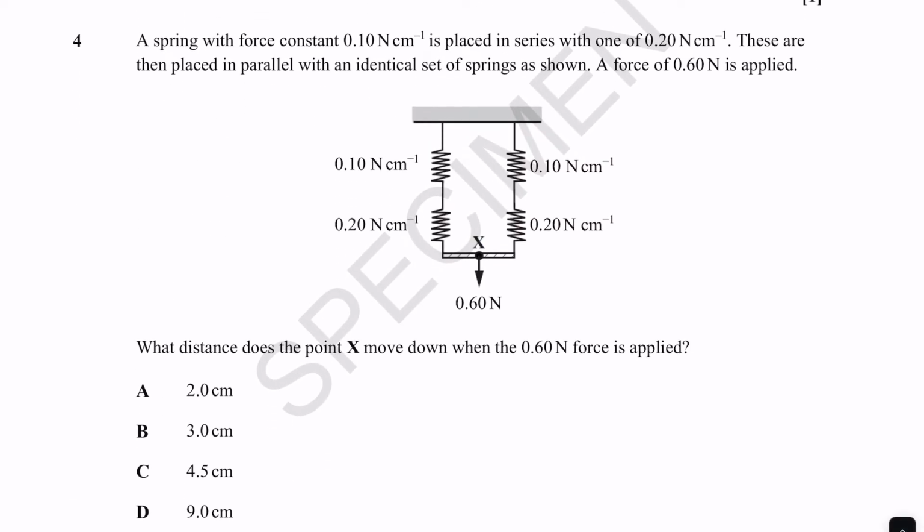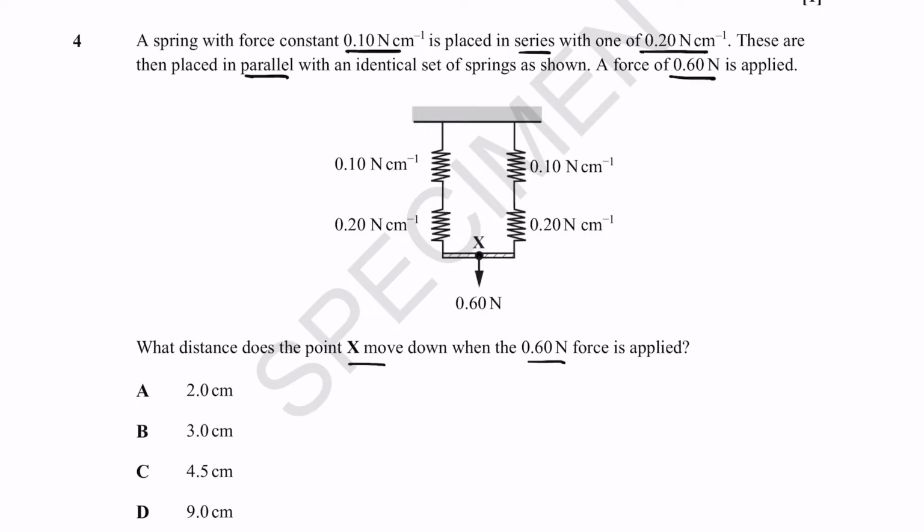Then question number 4. A spring with force constant 0.1 newtons per centimeter is placed in series with another one of 0.2 newtons per centimeter. These are then placed in parallel with an identical set of springs as shown, and a force of 0.6 newtons is applied. What distance does X move down when 0.6 newtons force is applied?